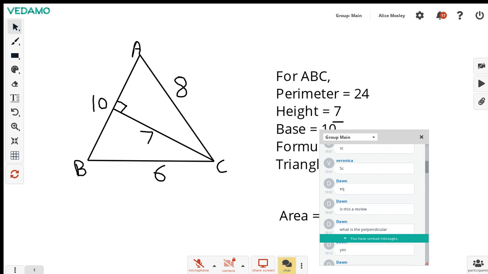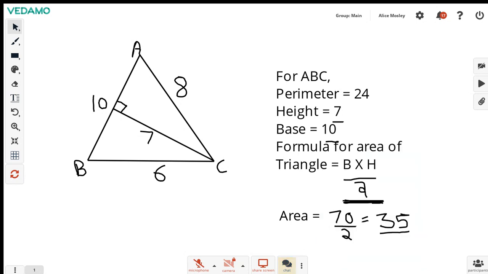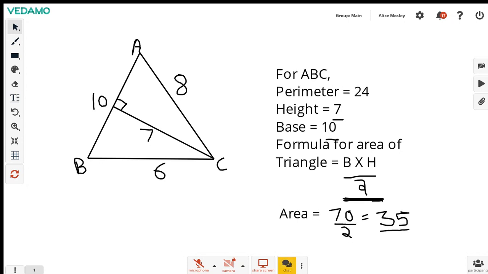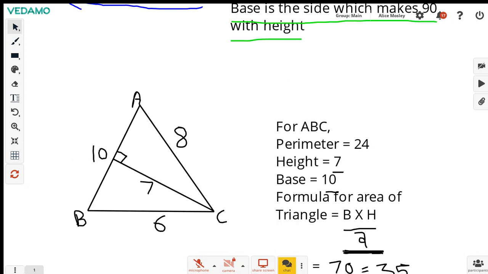Yes, Miss Dawn, I understand that you are having a problem with finding the base, but once you have already found your base... You still can't see it, Miss Veronica? Yeah, I can see it, but it's just with my icons. I've got to move it around.